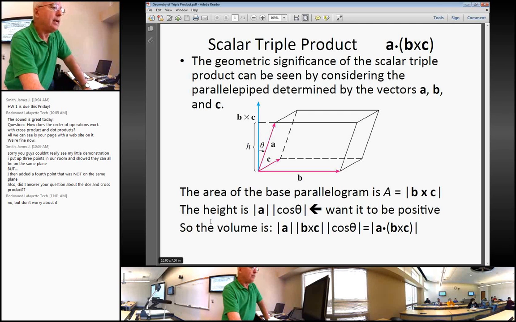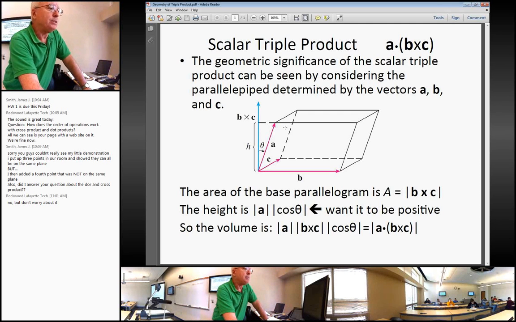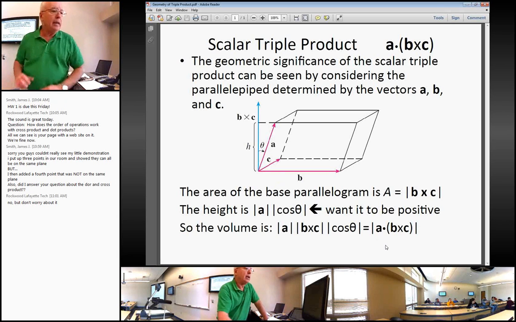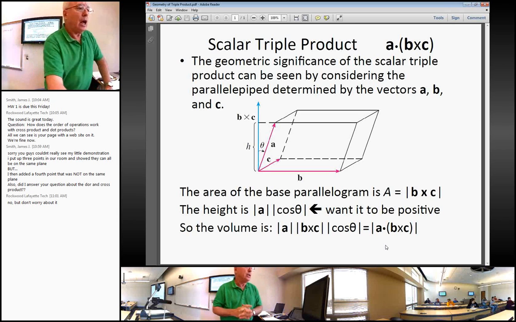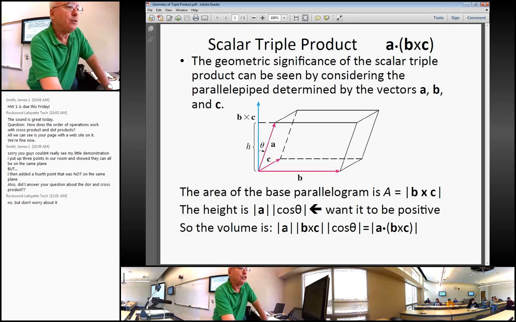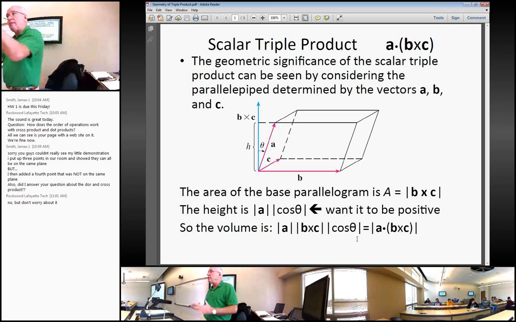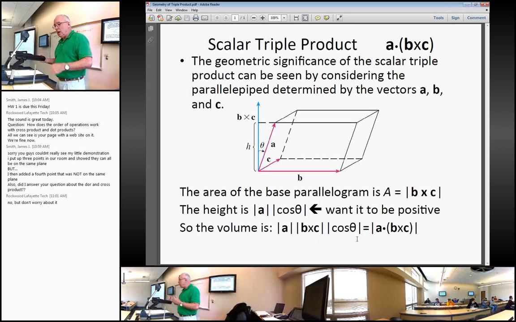Okay, so the volume then is the area of the base times the perpendicular height. So it's the magnitude of A times the magnitude of the base, B cross C, times the absolute value of the cosine. And this is equal to the magnitude of the dot product: the magnitude of the first vector, the magnitude of the second vector, times the cosine of the angle between them. So it turns out that the volume is really the cross product of those 3.